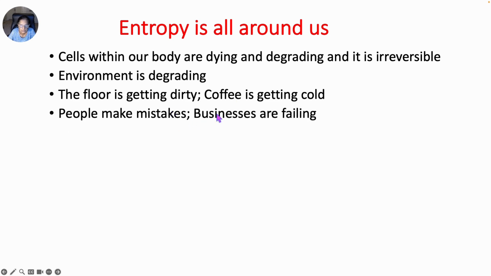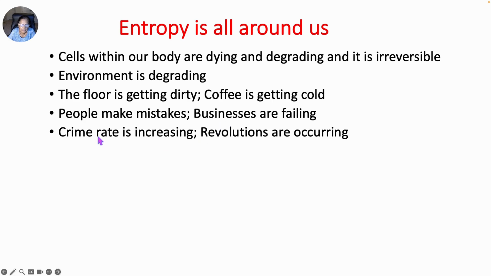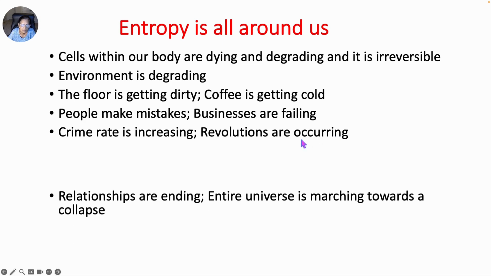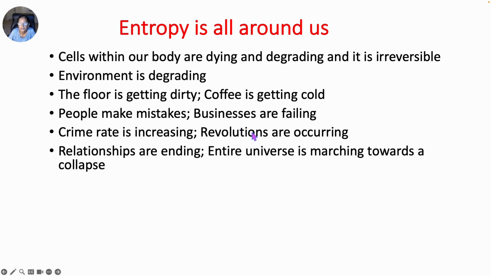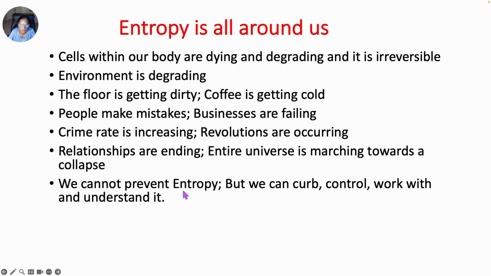People make mistakes. Businesses are failing. Crime rate is increasing constantly. Revolutions are occurring. All these occur with increase in randomness or chaos. Relationships are ending. The entire universe is marching towards a collapse. All this is happening with increase in entropy. We cannot prevent entropy, but we can work with the processes that are increasing entropy, and we can understand them and control them.